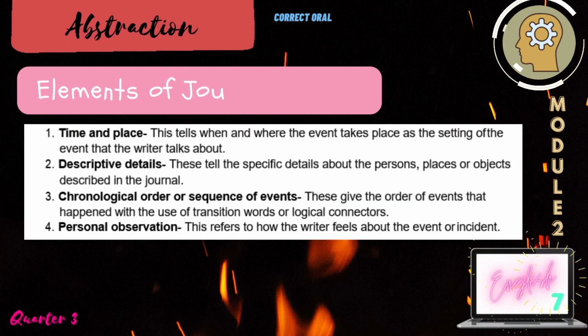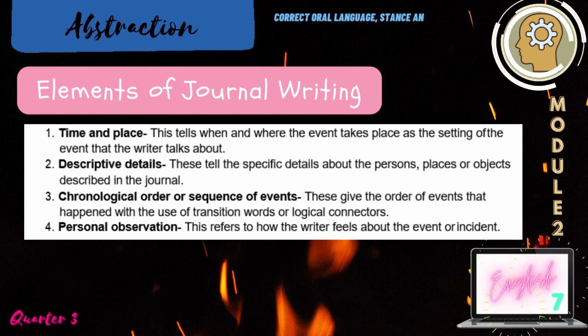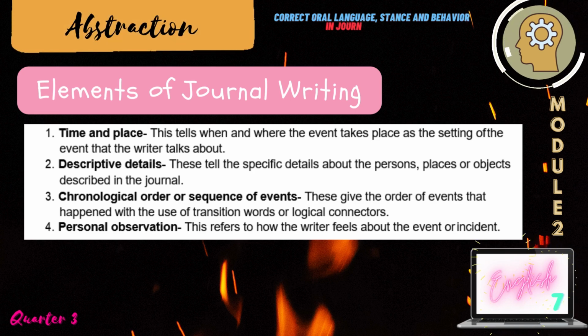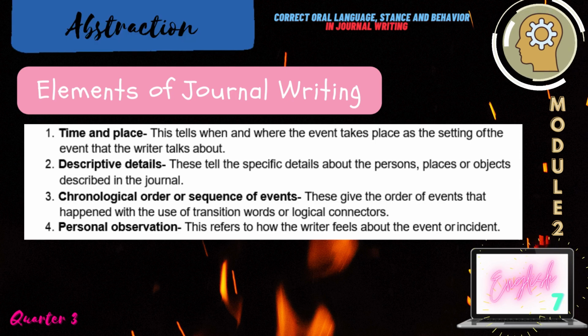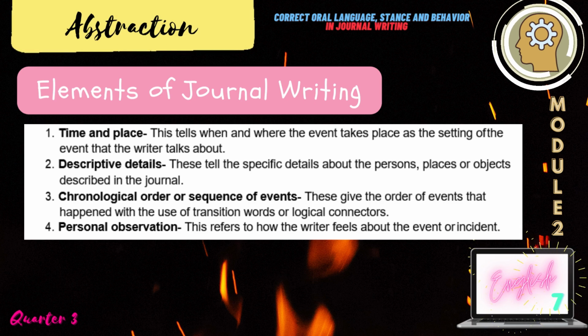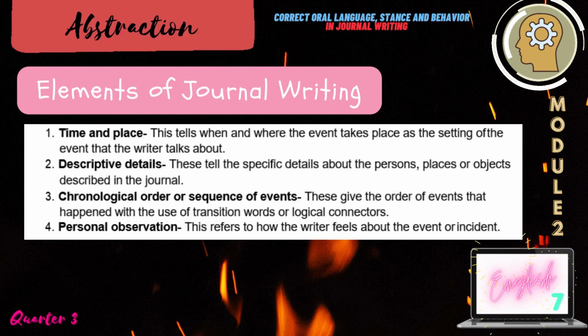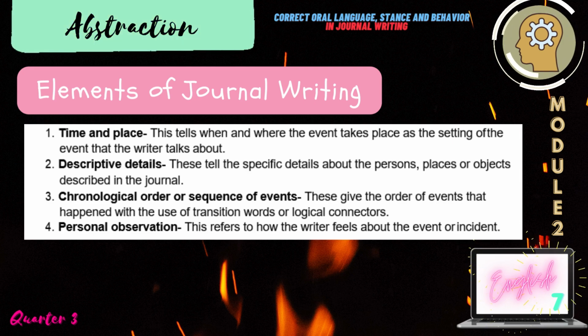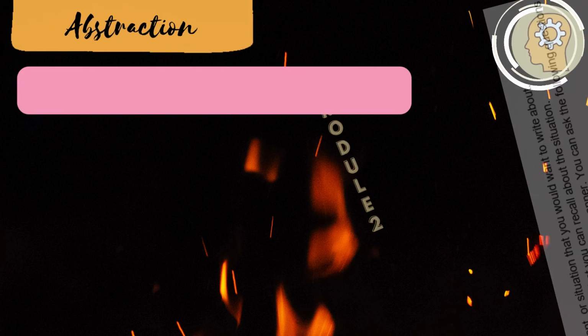Elements of journal writing. So, we need time and place. This tells when and where the event takes place. And descriptive details. These tell the specific details about the persons, places, or objects described in the journal. Next, chronological order or sequence of events. These give the order of events that happen with the use of transition words or logical connectors. Lastly, personal observation. This refers to how the writer feels about the event or incident.